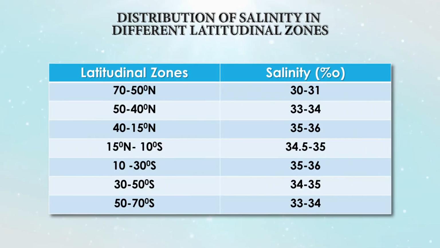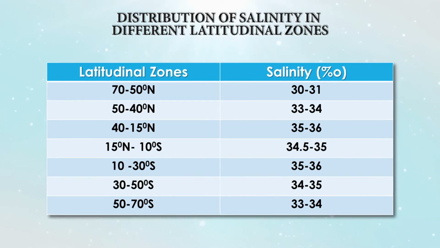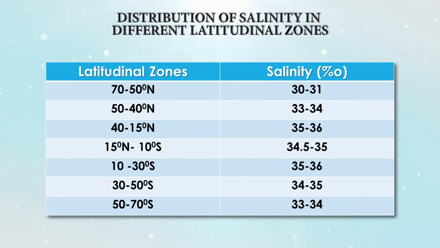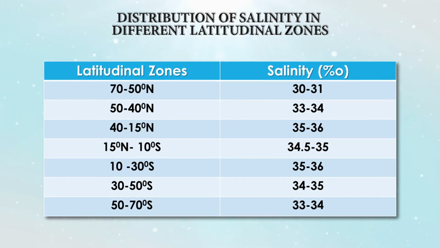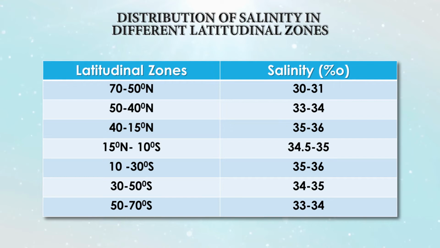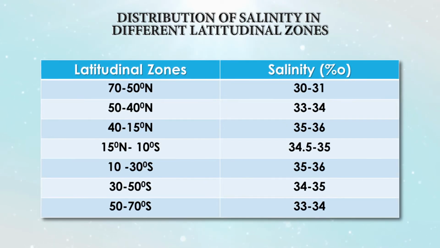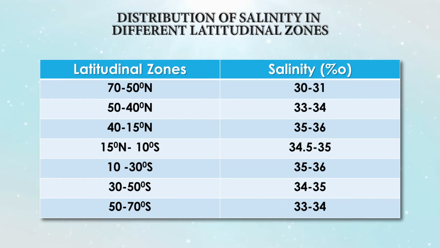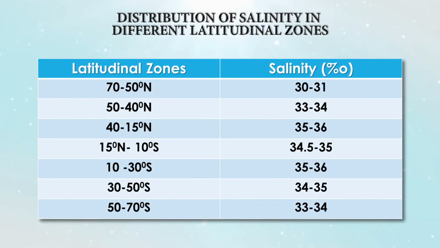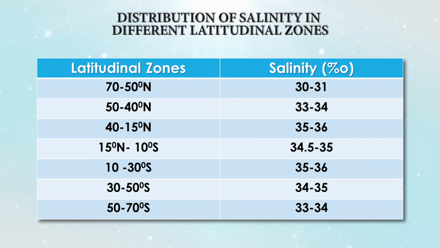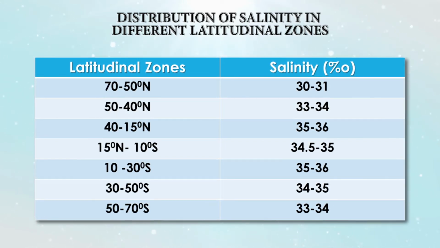Now, in the following table you can see different latitudinal zones shown. You can see in the center the equatorial zone, from 10 degree, 15 degree north to 10 degree south, has 34.5 to 35 per thousand salinity. But you can see in the tropical regions from 15 degree north onwards, salinity is increasing. The highest salinity you can see, compare both the hemispheres.